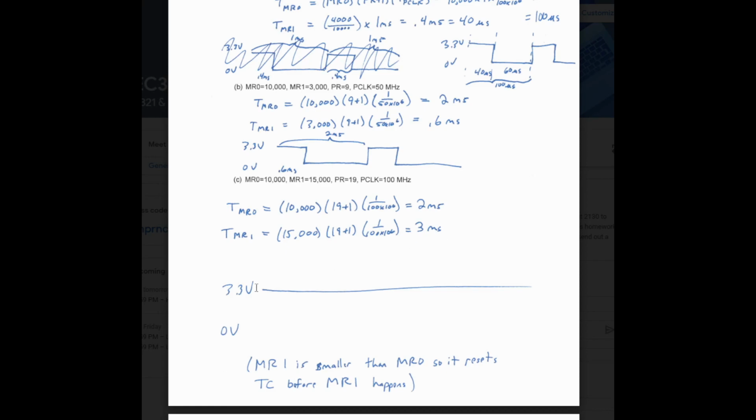That means we're always going to be at 3.3 volts. So we never actually drop to 0. We don't really even need the timer here because it just always stays at the same value. So this is sort of a trick question, and you could do these calculations and then understand that because of the way that this generally works, we're never going to reset that timer, or we're never going to hit MR1, so we're never going to drop to 0 volts.